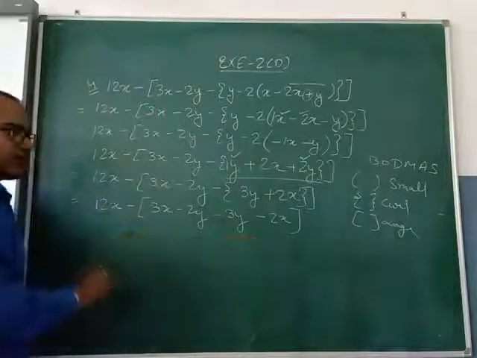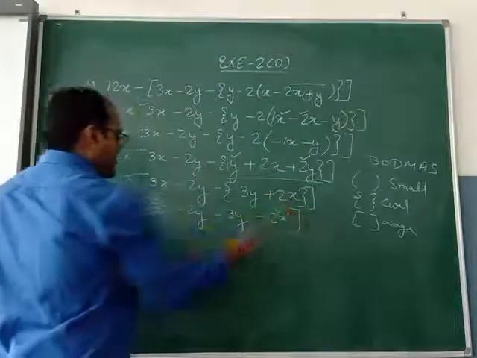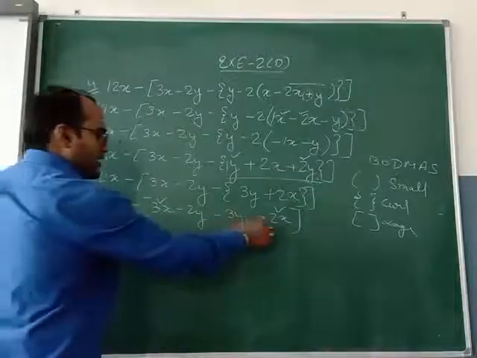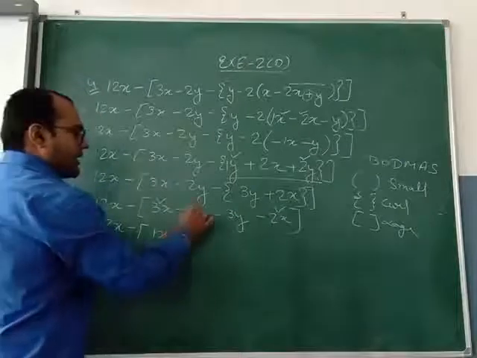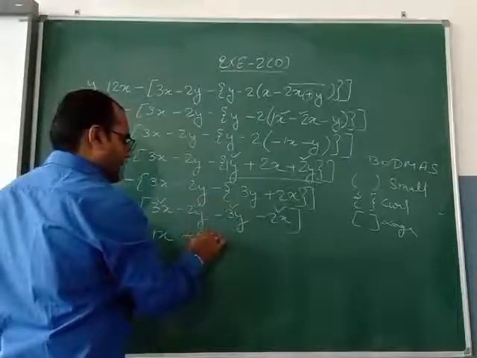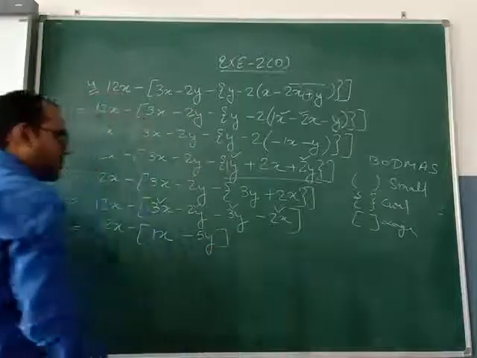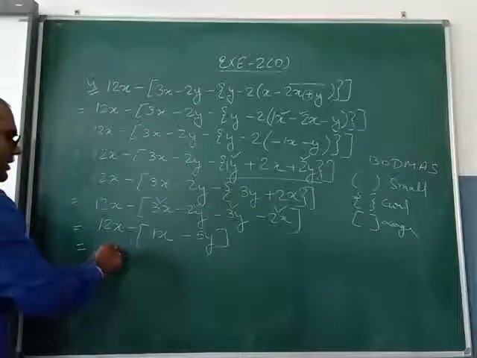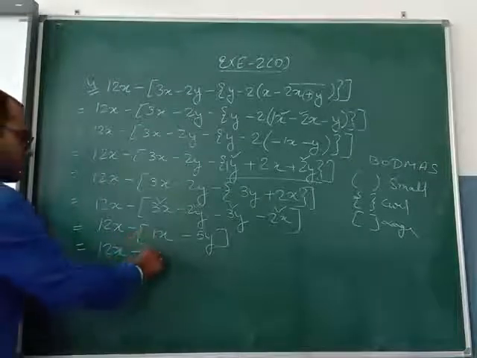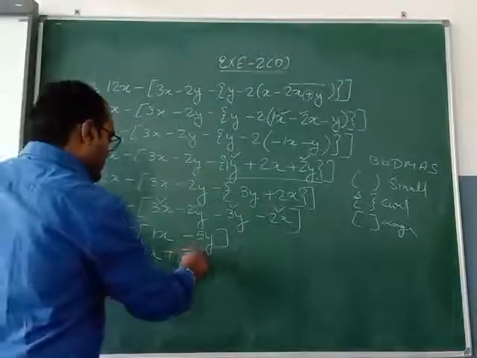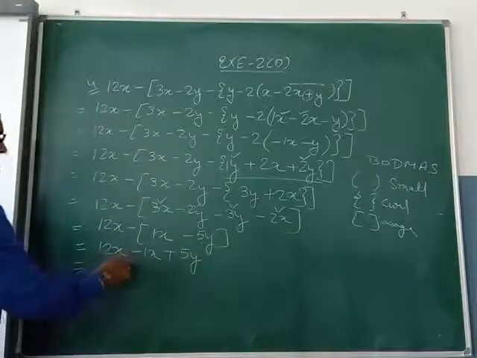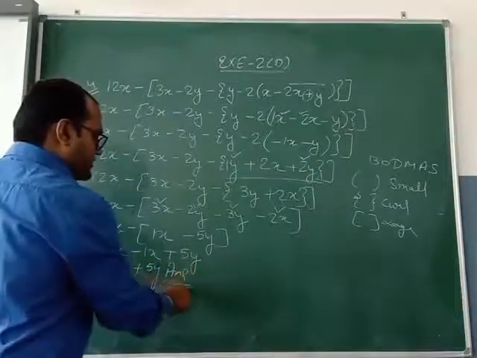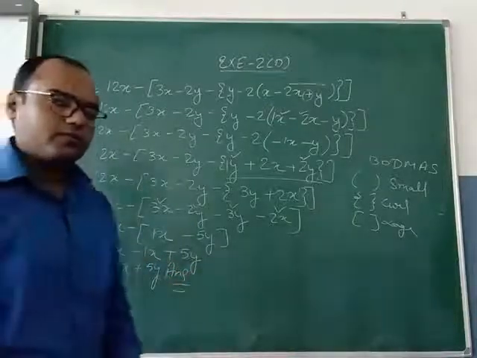This large bracket we will write as it is. Now inside this large bracket these two are like terms, so we will solve it. 3x minus 2x will be 1x, minus 2y and minus 3y will be minus 5y, bracket close. Now these two are unlike terms, so we will open the bracket. 12x minus plus minus 1x minus minus plus 5y. On solving it, 12x minus 1x will be 11x plus 5y. So this is the final answer of question number 4.